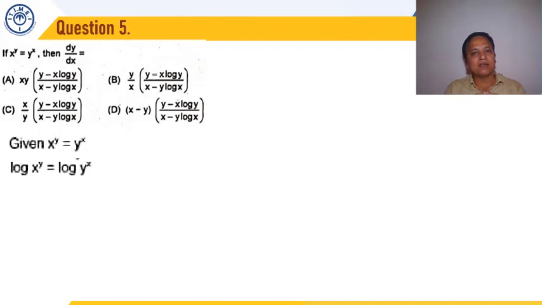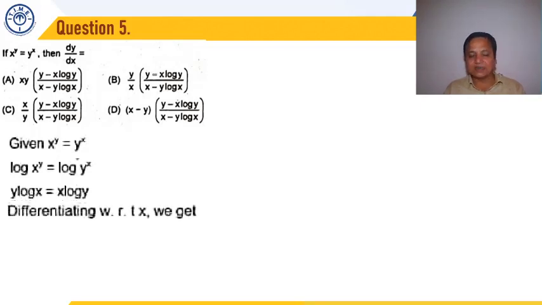Log x to the power y is equal to log y to the power x. And log x to the power n is n log x. We will use this result. So can we say y log x is equal to x log y? Now we differentiate both sides of this equation with respect to x. Please be careful, we have to apply the product rule on both sides because we have y multiplied by log x and x multiplied by log y.